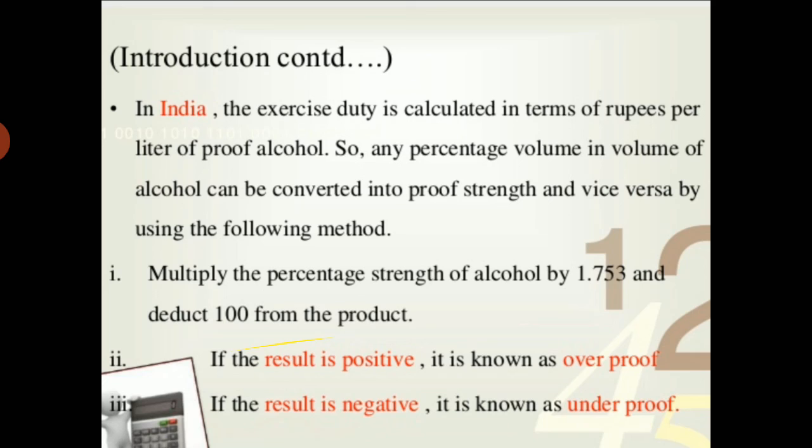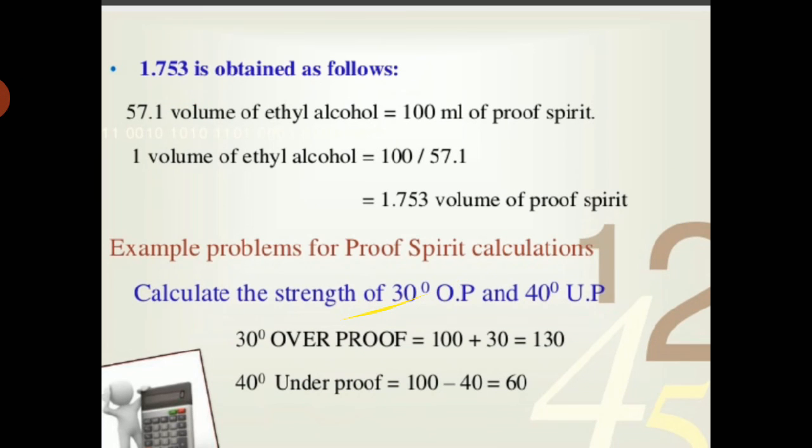If the value is more than 57%, it is said to be over proof spirit, and if the value is less than 57%, it is said to be under proof spirit. In India, the excise duty is calculated in terms of rupees per liter of proof alcohol. Any percentage volume in volume of alcohol can be converted into proof strength, and vice versa, by the following method: multiply the percentage strength of alcohol by 1.753 and deduct 100 from the product. If the result is positive, it is known as over proof, and if the result is negative, it is known as under proof.